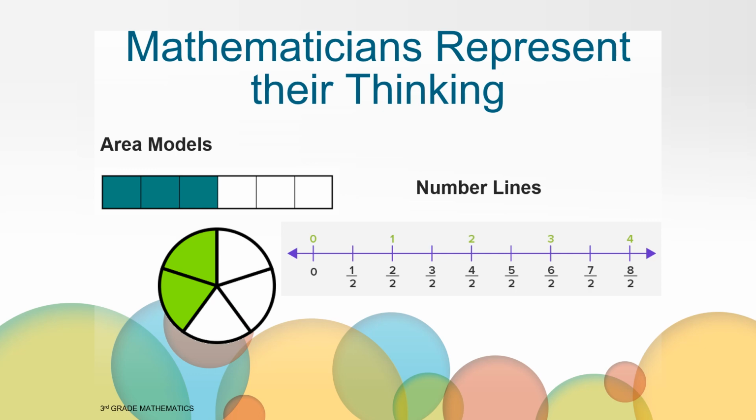Mathematicians are always thinking about how they can communicate their thinking verbally and in writing so that others can understand how they solved a problem. One way they do that is to figure out how to represent their thinking. Two possible tools you might consider using today are an area model or a number line.